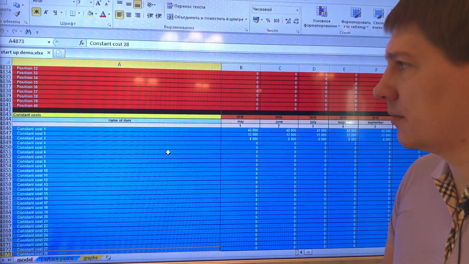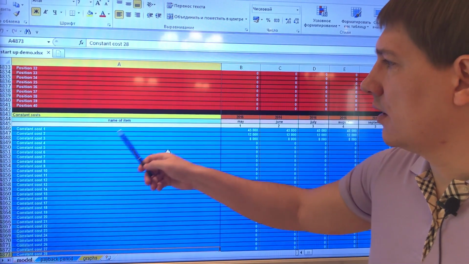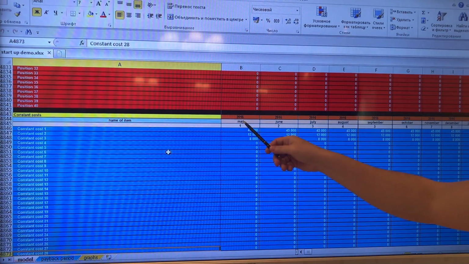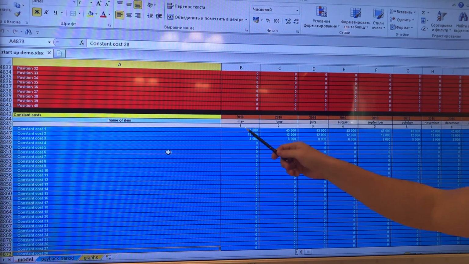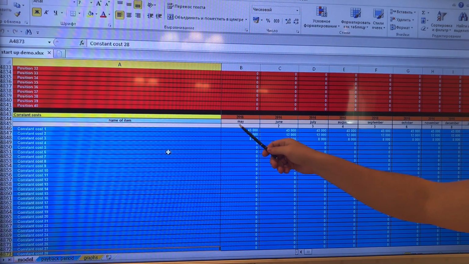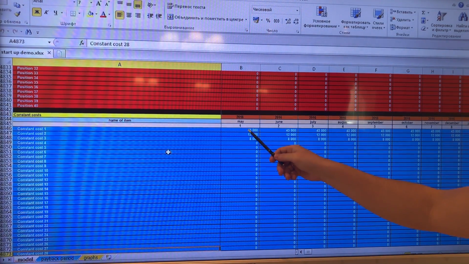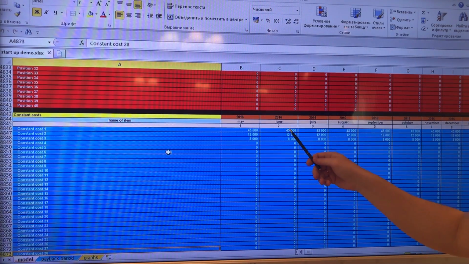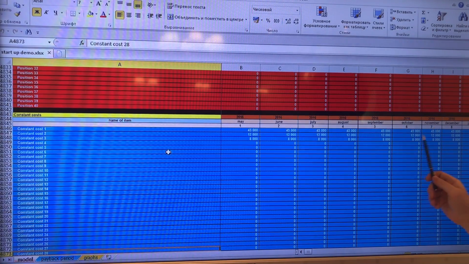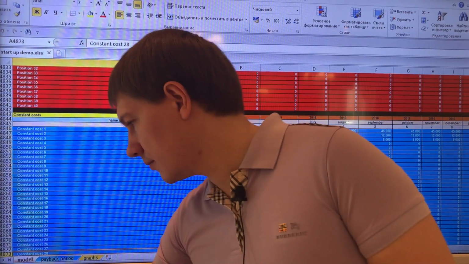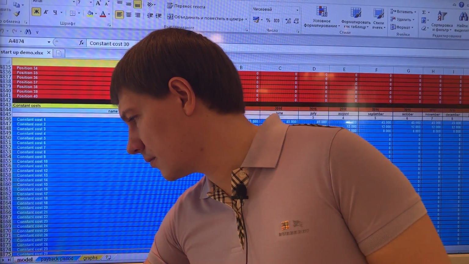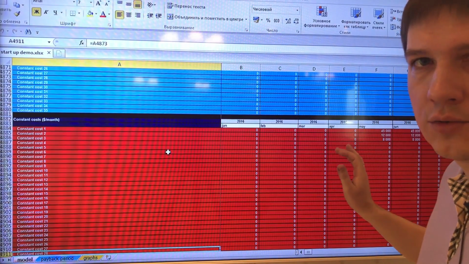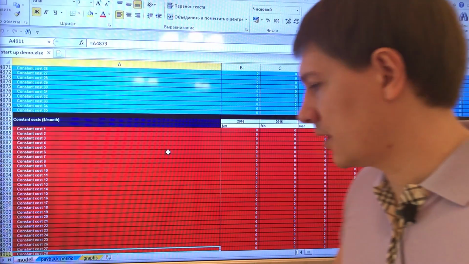Then we have constant costs. Here we put the name of the item, and also we have the first 2 years of inputs. In May 16 we have $45,000 on this item. Then we can put more or less, and so on. These red lines go to the cash flow statement, this cash flow.